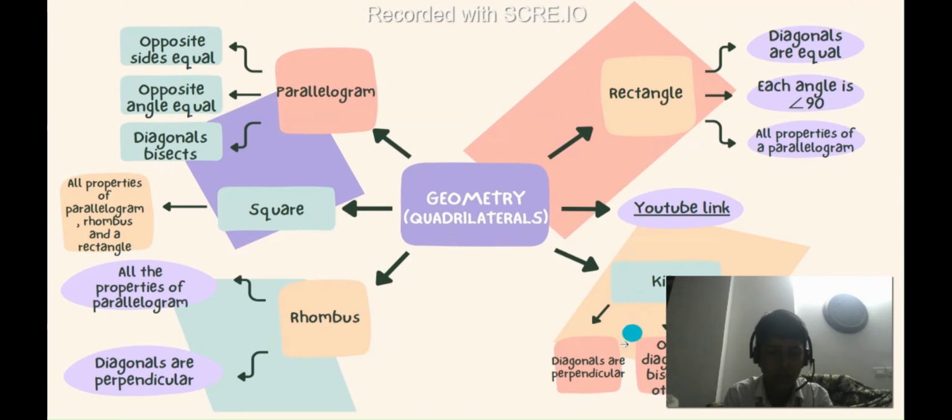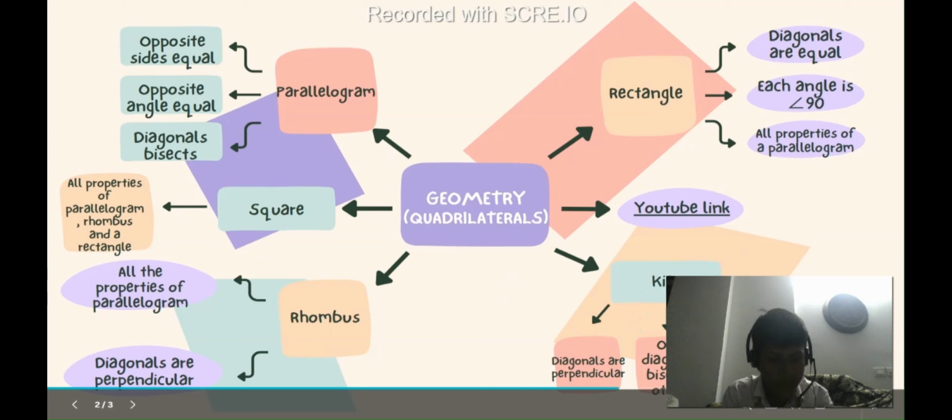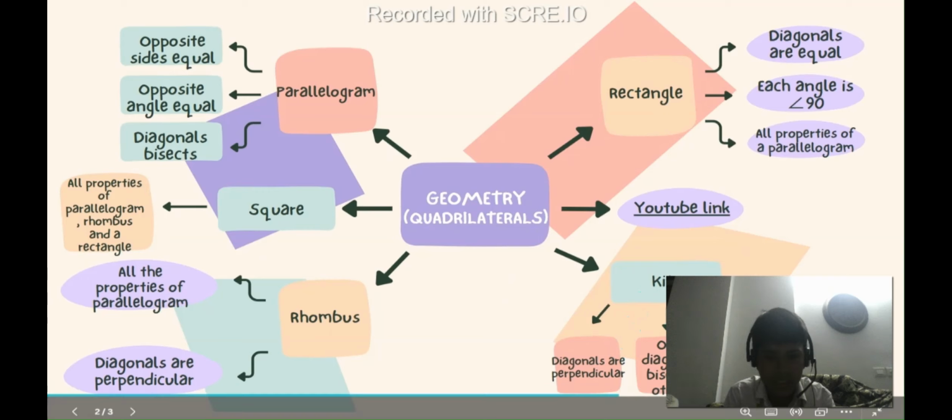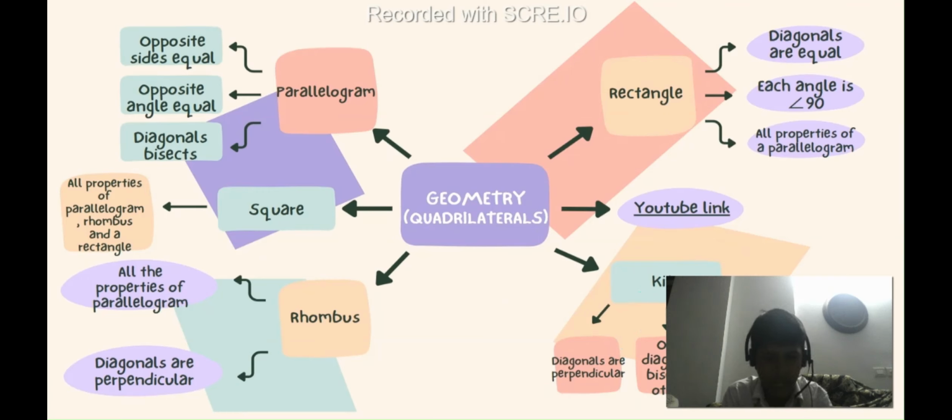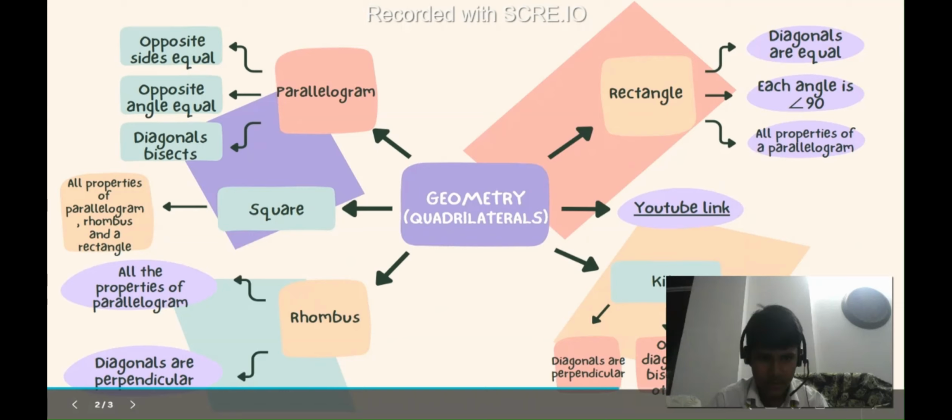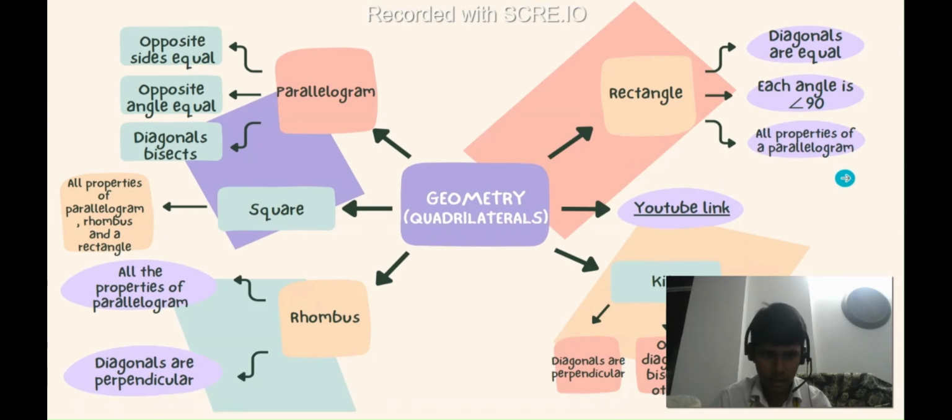The kite also has the diagonals perpendicular. One diagonal bisects the other. The axial angles are equal, but the equatorial angles are not. The rectangle has the properties that the diagonals are equal. Each angle measures 90 degrees, and it also has all the properties of a parallelogram.